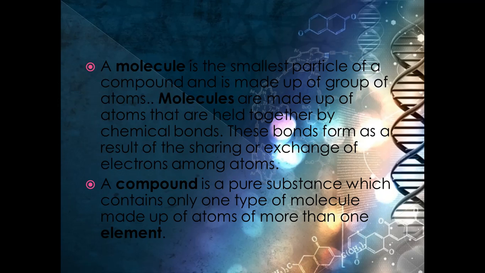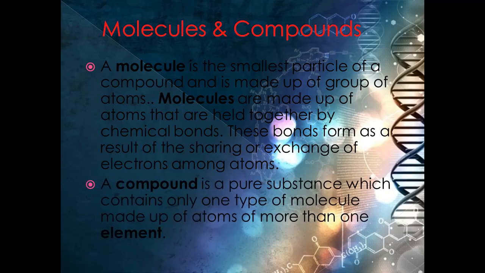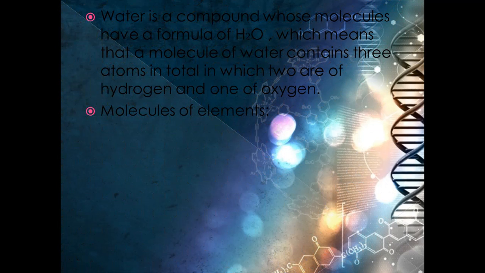Then is the compound. A compound is a pure substance which contains only one type of molecule made up of atoms of more than one element. Now, the examples. Water is a compound whose molecules have a formula of H2O, which means that a molecule of water contains 3 atoms in total, of which 2 are hydrogen and 1 is oxygen.